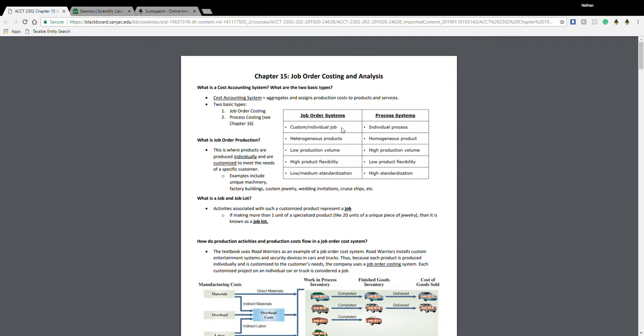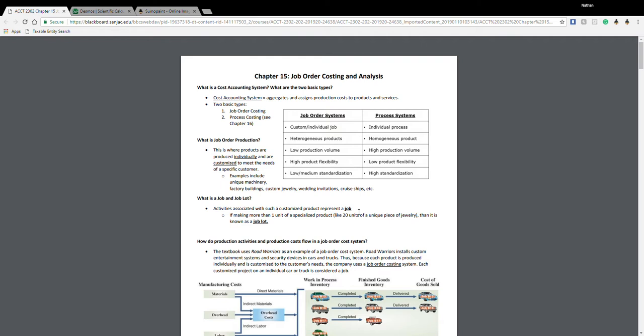Now, there are products that can be on both sides. Companies do use both job ordering and process due to their departments, but we're just focusing on one company that just has job ordering. So, what is a job? What's a job lot? Well, jobs are basically any product that is customized. Any activity that we're doing, that is known as a job.